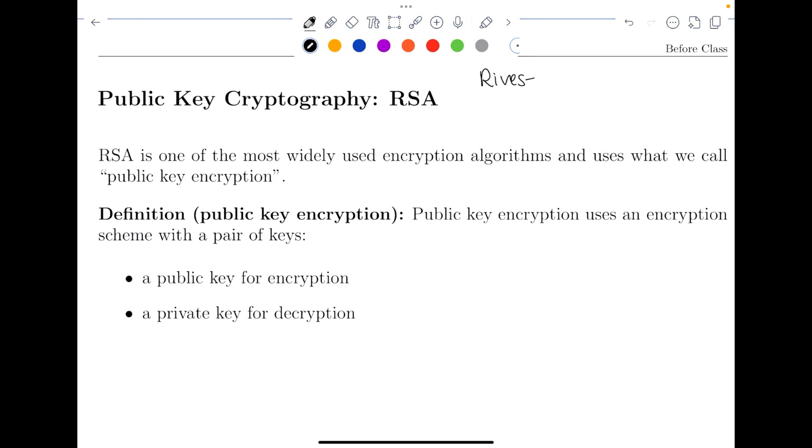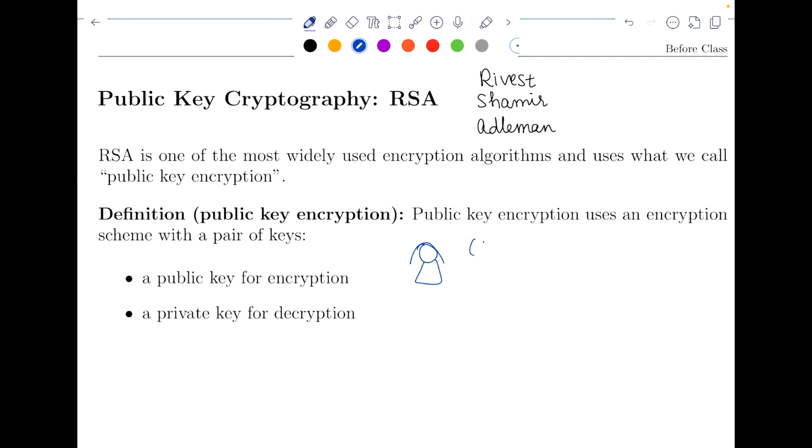So let's talk about public key cryptography. Specifically, we'll go over RSA, which stands for Rivest, Shamir, and Adelman, which are the three people that popularized this technique. RSA is a form of public key cryptography. Public key cryptography has a person that has a key that they keep to themselves. This is called a private key.